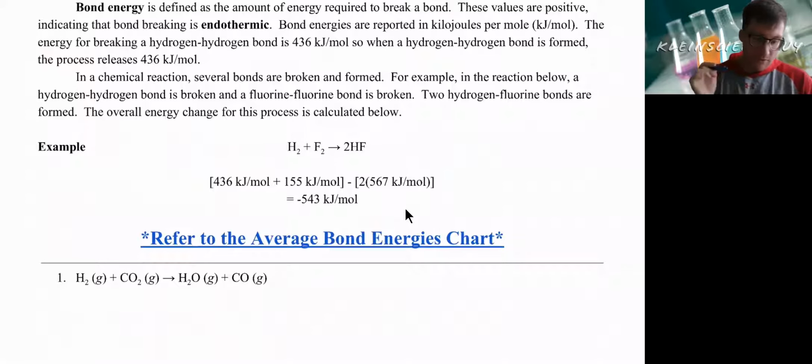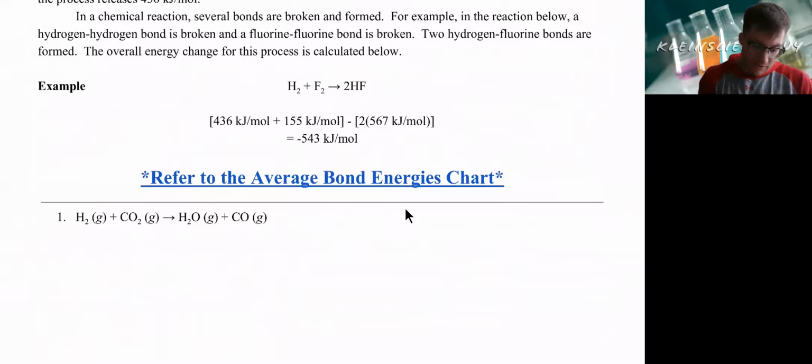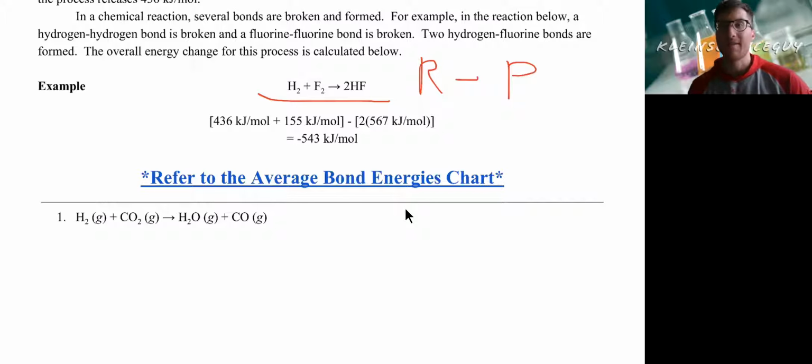So when we are doing bond energies, if we're looking at this reaction, we're going to take all the bonds from the reactants, add them together, and then subtract the products. So it's reactants minus products, R minus P. That's going to be important. When we get into a new topic later on in this unit, we're going to see a different formula, but it's just going to be flip-flop. But for now, it's reactants minus products.